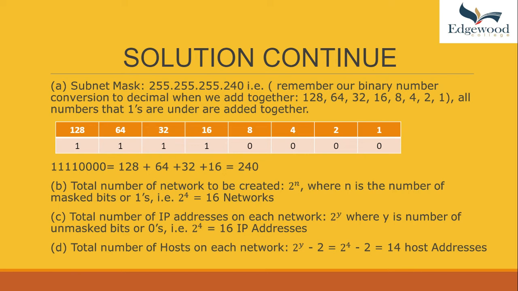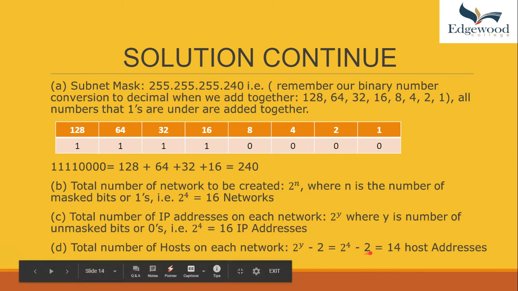The other 2 are left for, like I said before, the network ID and the broadcast ID. The network ID will show the range of network on that particular subnet, while the broadcast ID is used to broadcast when you want to send general information to every computer, every host connected to that particular subnet. That is why those 2 are set aside, the network ID and the broadcast ID. These 2 will not be assigned to computers.